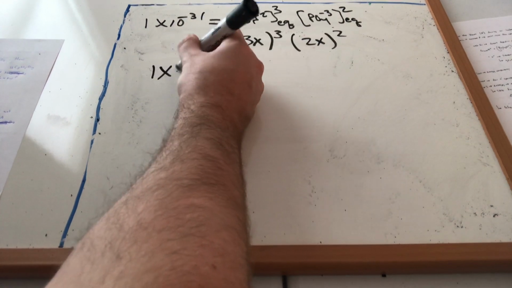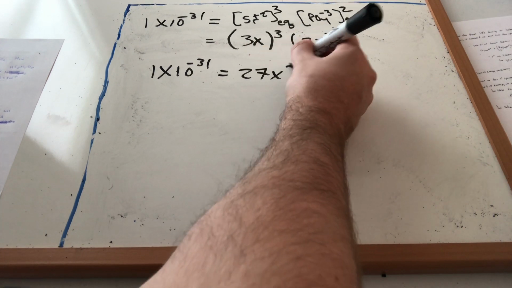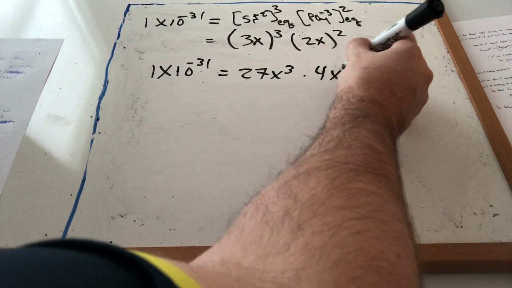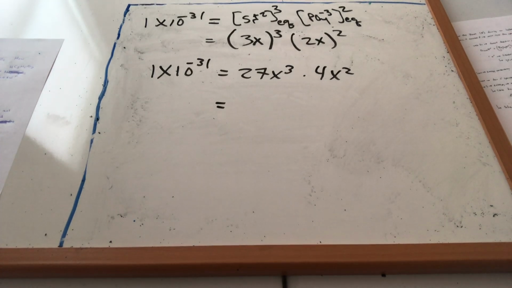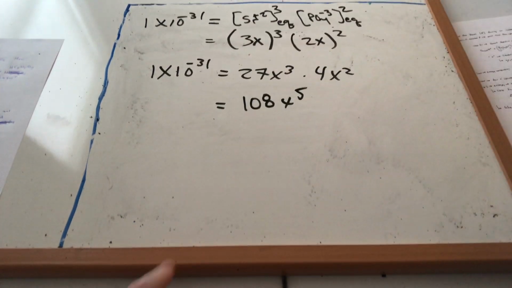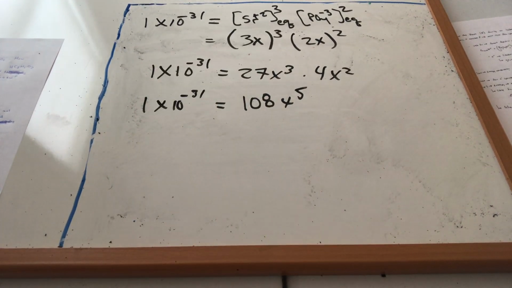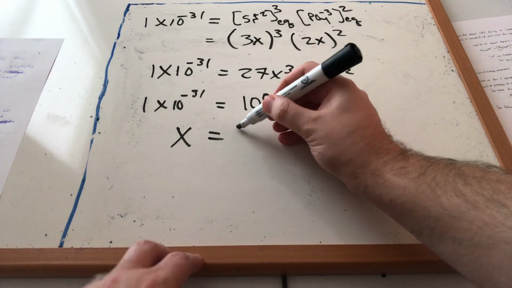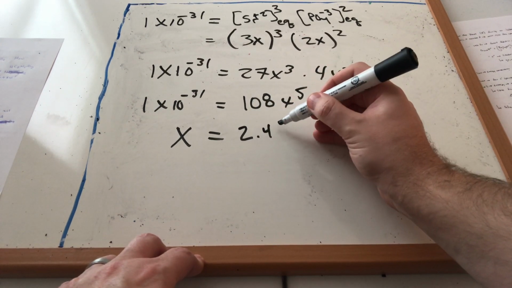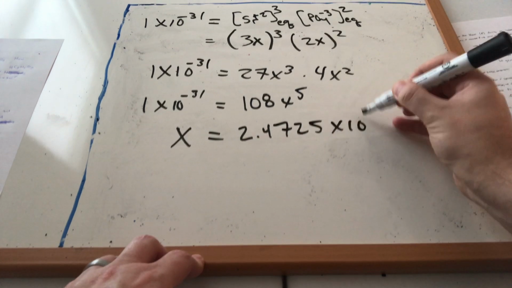So let's just take this step by step. 1 times 10 to the minus 31 equals 27x cubed times 4x squared. So this looks like 108x to the 5th, paying attention to rules of exponents. 1 times 10 to the minus 31. We can solve for x pretty easily here. The x that I get out is 2.4725 times 10 to the minus 7.